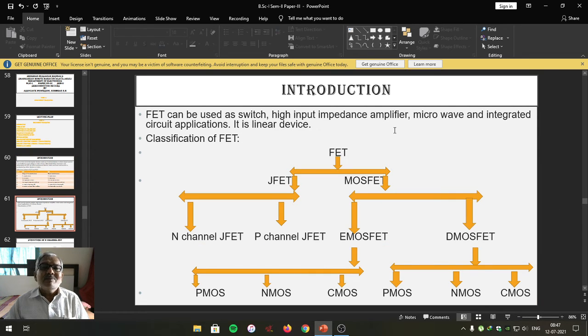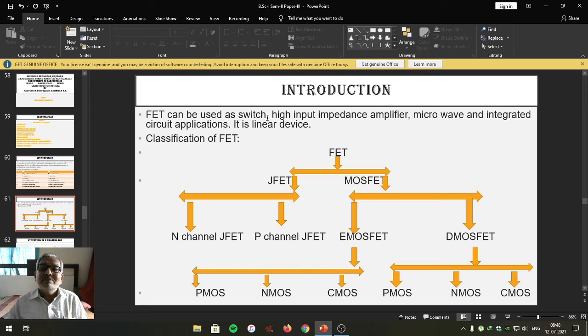Let me proceed to classify the FET. Prior to studying the classification of FET, we will see the applications of the FET. When we study the applications of the FET, we can say FET can be used as a switch. That is the first application.